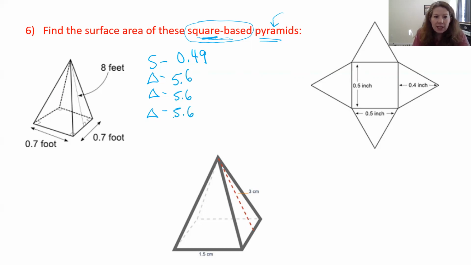Oh, Miss Richardson, that's a triangle. What did I forget to do? Oh my goodness. Y'all are about to email me, weren't you? It's a triangle. You always have to have something. So these are actually 2.8, 2.8, 2.8. That was so close. All right, so 2.8 times 3 plus our 0.49. The surface area is 8.89.